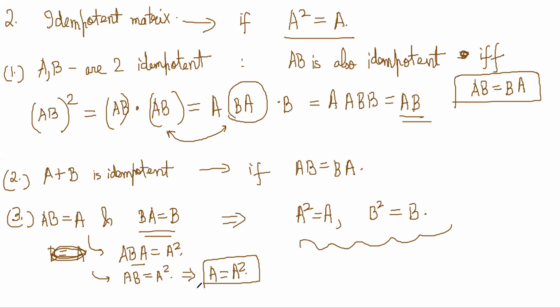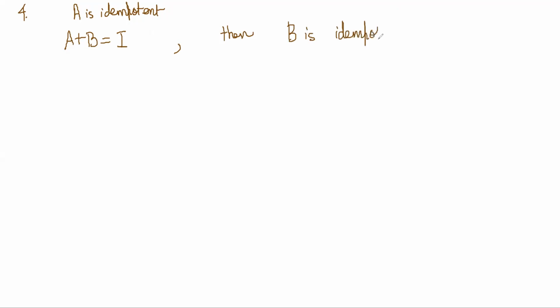Then we have some properties of these matrices. Let me think. A is an idempotent matrix. One property, let's see: A is idempotent and A plus B is equal to I. Then B is idempotent and AB is equal to BA is equal to the 0 matrix.